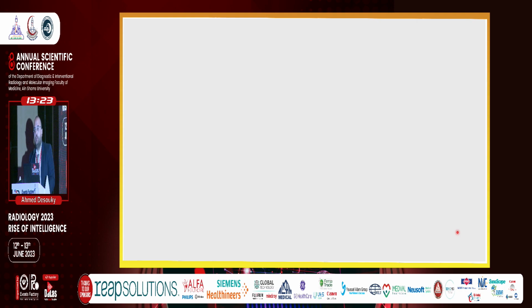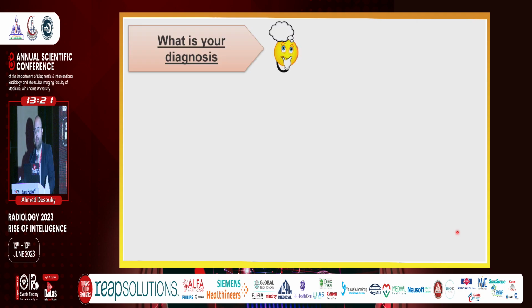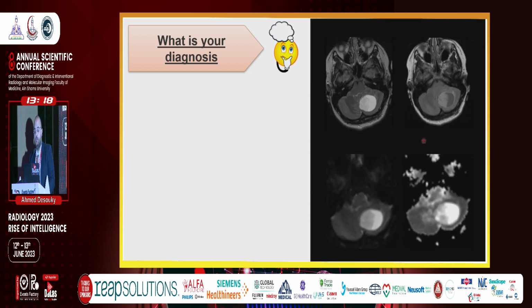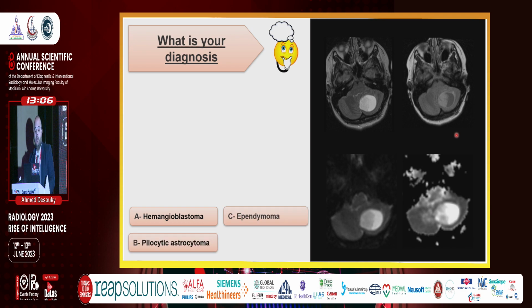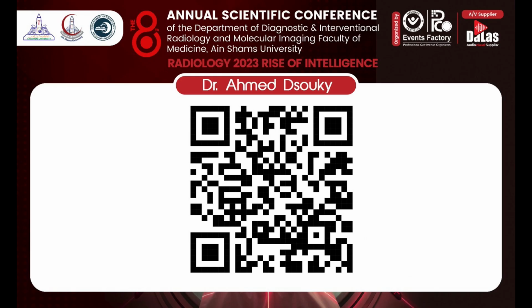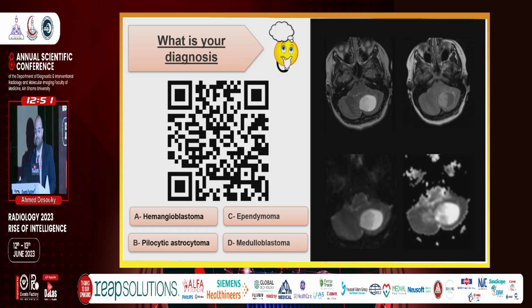Okay, so here's the question. What is your diagnosis for this case? The images show the location, and here's the diffusion, and the possible answers are hemangioblastoma, pilocytic astrocytoma, ependymoma, and medulloblastoma. So there's the QR code, please. You can scan it on the tables or on the screen. Let's see what happens. Right, I'll give you 30 seconds.